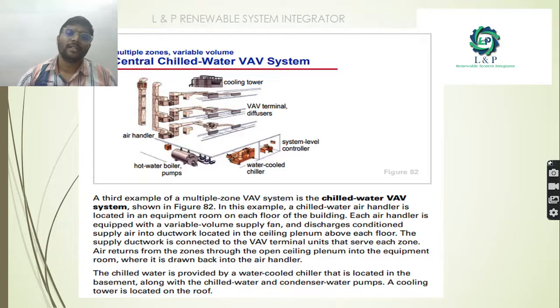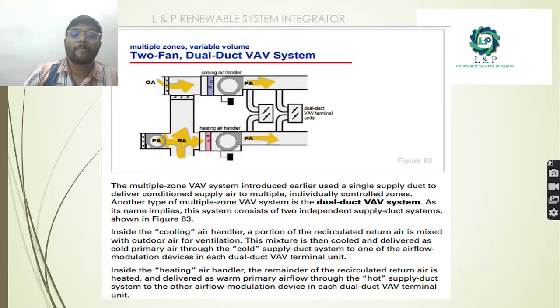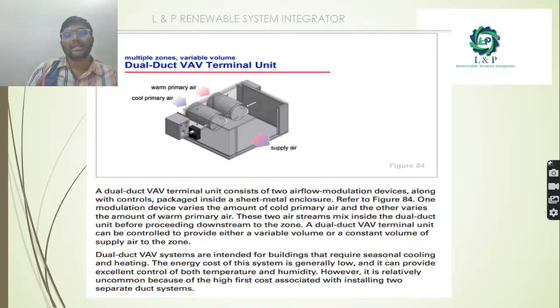Next, chilled water VAV system. As you can see here, apart from the air, we also have the central chilled water systems, so we are able to supply based on the demand. Dual fan VAV system. The external air is getting through it, and it is passing through this dual duct VAV terminal. As you can see here, we have dual ducts inside it.